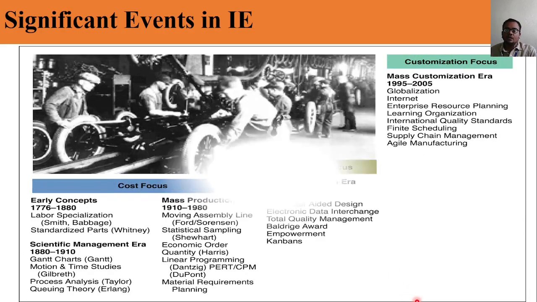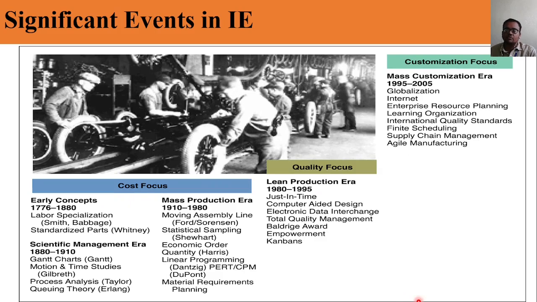Now let us see significant events in the development of the industrial engineering concept. Of late, we have been hearing about industrial engineering from the early 1990s and 2000s. But this concept goes well beyond what our imagination is about. The early concept of industrial engineering starts with labor specialization, and then it was the scientific management era where people started using the Gantt chart, motion chart, time studies, queuing theory.